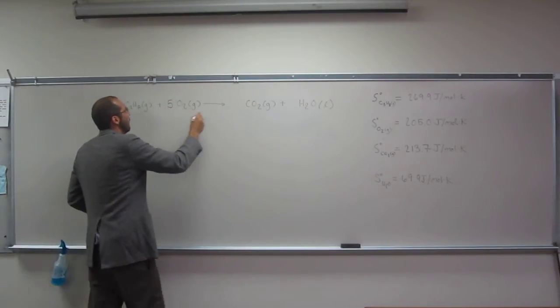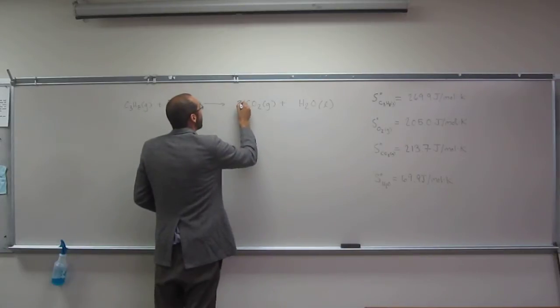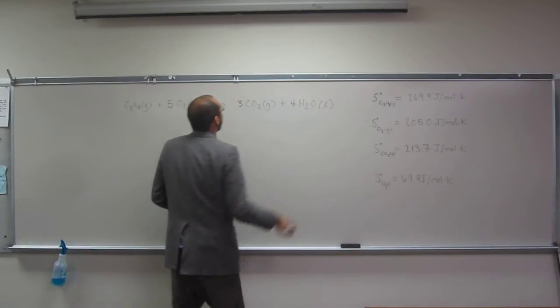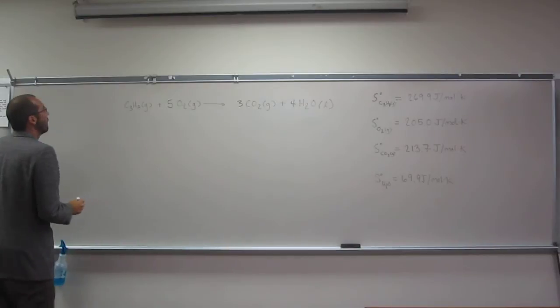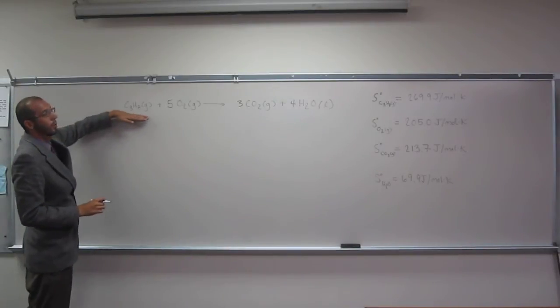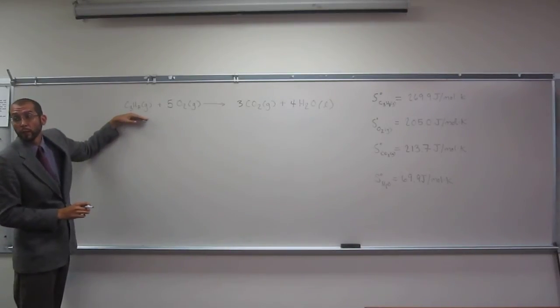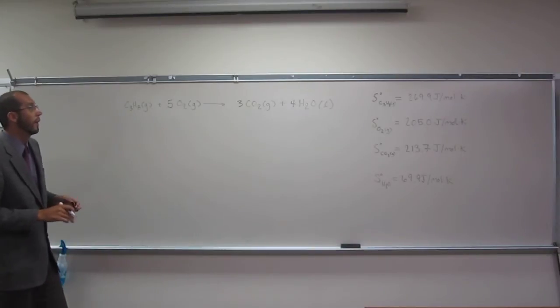So 5, what do we have? 3 and 4 there, right? So now it's balanced to 1 mole of propane here, okay? So that's propane. So how do I do this?